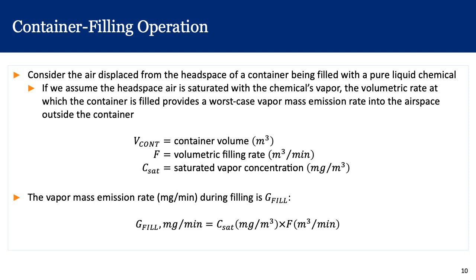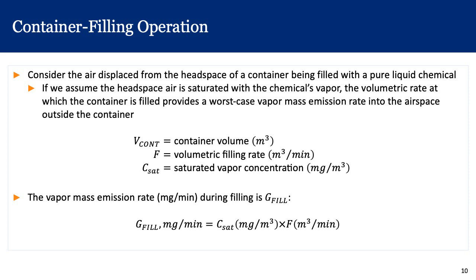Let's assume that the volumetric filling rate, the rate at which you're filling the gas tank, is F in units of cubic meters per minute. C saturated is the saturated vapor concentration, in units of milligrams per cubic meter. So the vapor mass emission rate in units of milligrams per minute is given by the product of the saturated concentration of the vapor times the volumetric filling rate of the liquid.